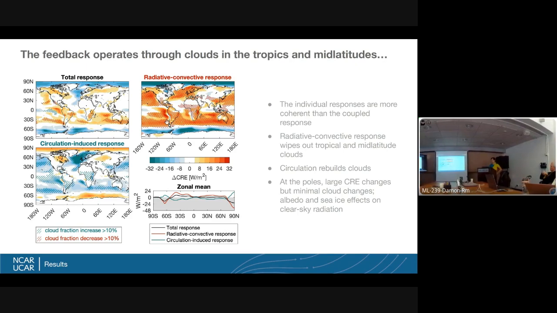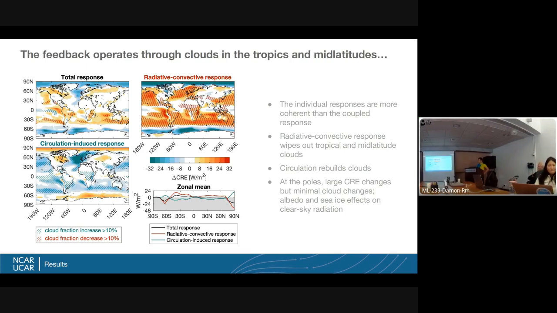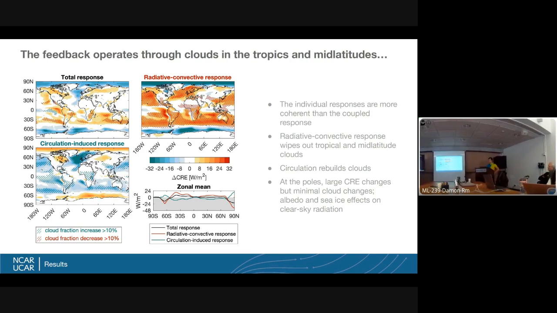The RCE response, when the circulation doesn't change, is just a big increase in cloud radiative effect and a big decrease in clouds. So this is literally the cloud decks getting wiped out when the circulation doesn't change. And that's not just the stratus decks, that's also the mid-latitude storm tracks. You'll notice that there's this negative cloud radiative effect change, but no change in cloudiness at the pole.